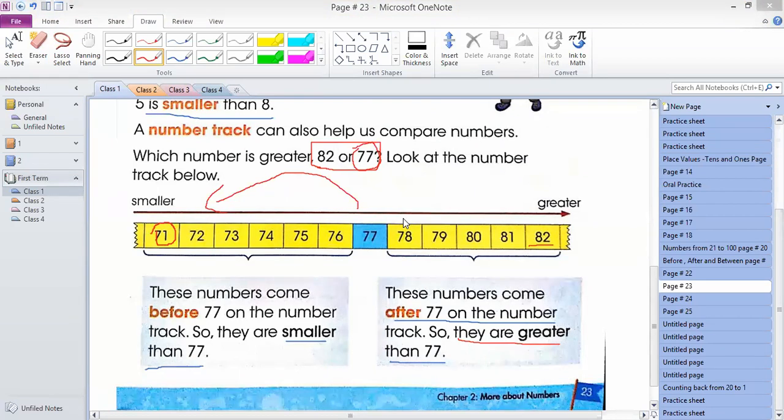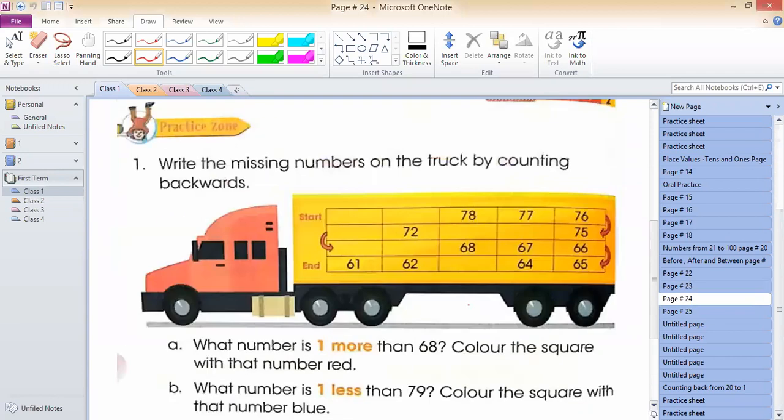Yes. That's very good. Let me check the chat box. Okay, that's very good. I received the answers, but I'm going to make your chat private, guys. All right. Let's move to the next page, guys. Page number 24.